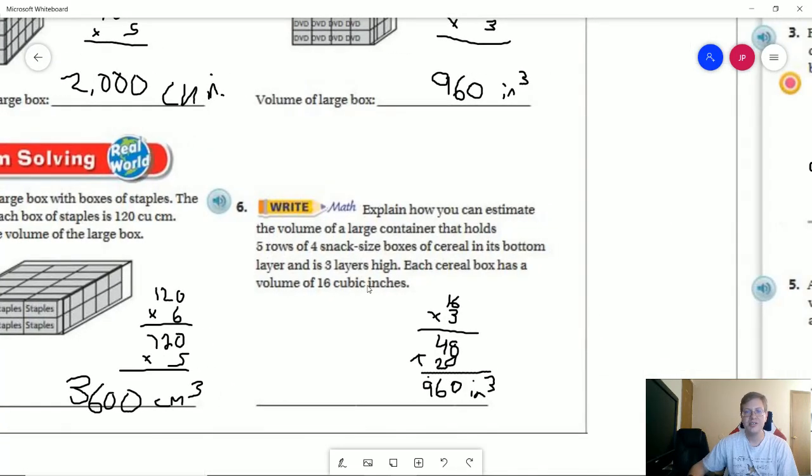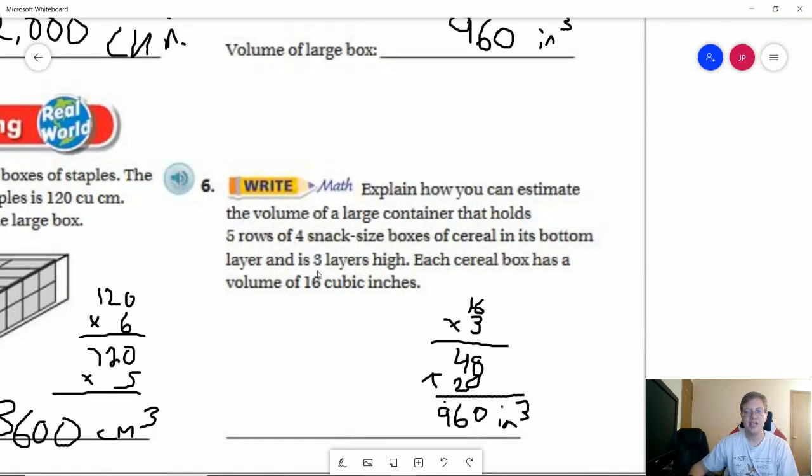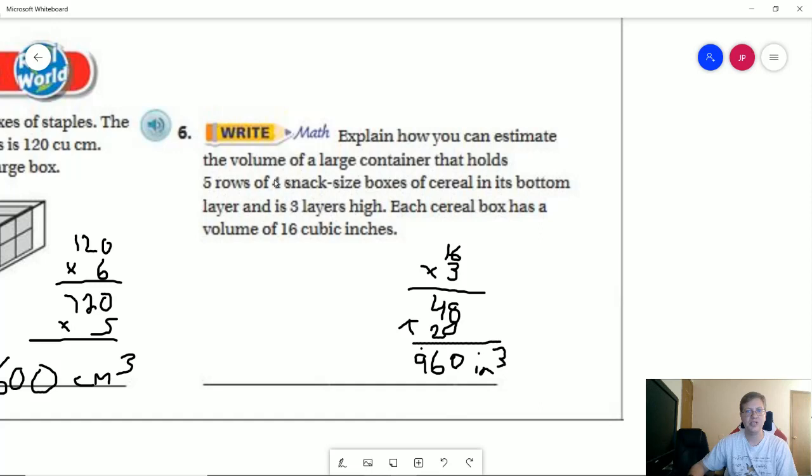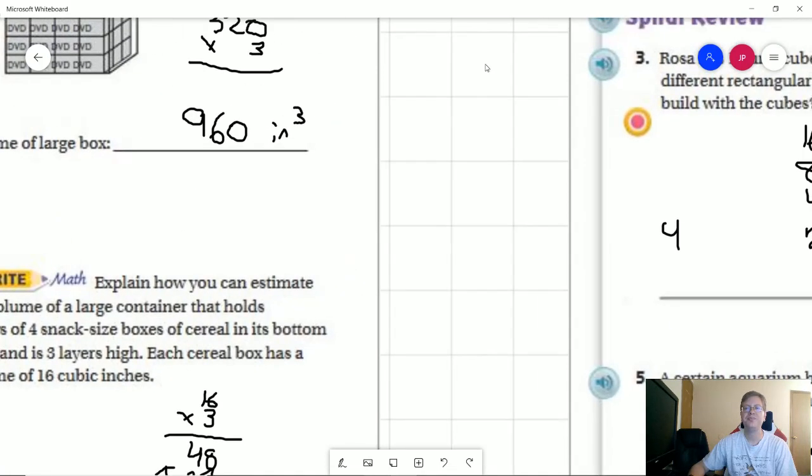So what I chose to do was take my volume times the number of layers to start with, and then multiply it by my number of boxes on each layer, just because I thought that would be a little bit easier to work with. So doing 20 times 16 compared to doing 48 or 60 times 16. Again, you could kind of reorganize the numbers if you wanted to do 20 times 3 to get 60, 60 times 16. Again, our final answer we're looking at should be 960 cubic inches.